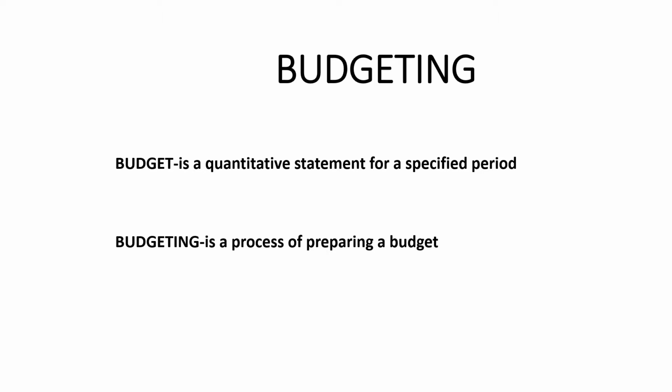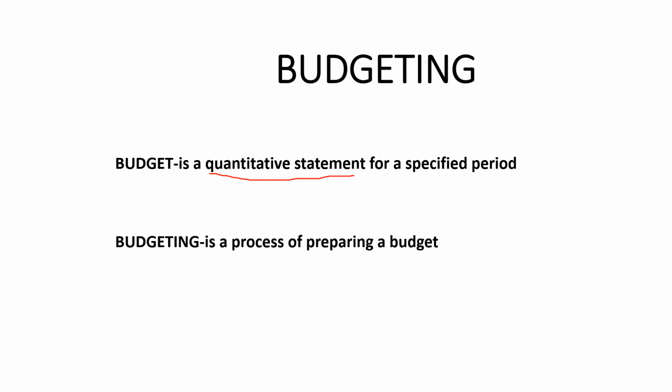A budget is a quantitative statement. The word quantitative simply means we have to answer the question of how much. How much profit, how many volumes in terms of the number of units to produce. So it answers how much. If you don't know how much, then you cannot prepare a budget.